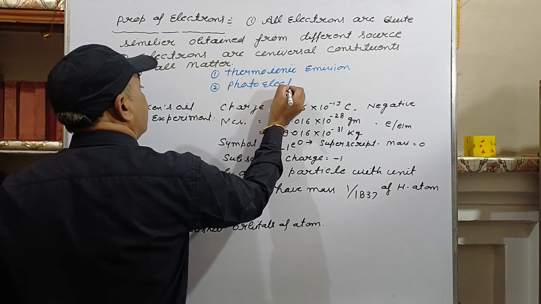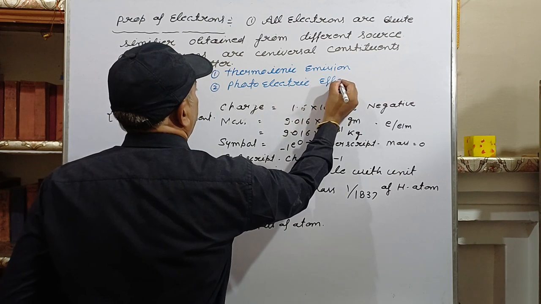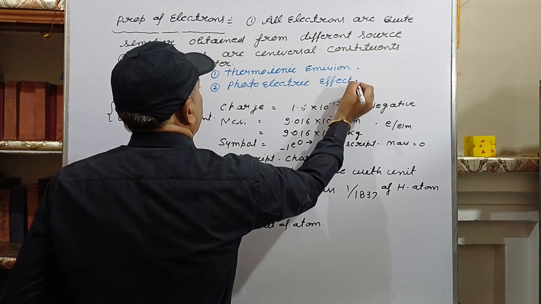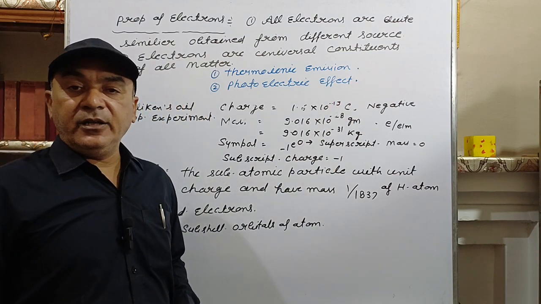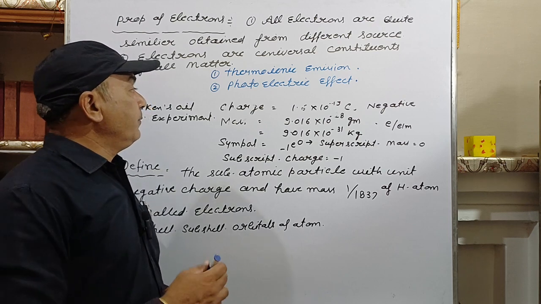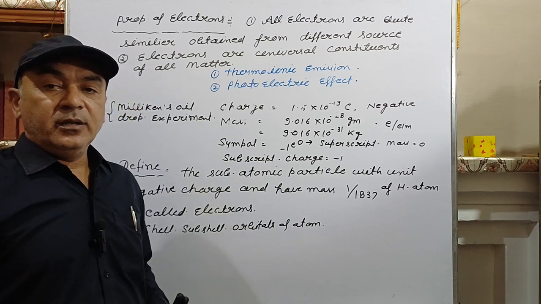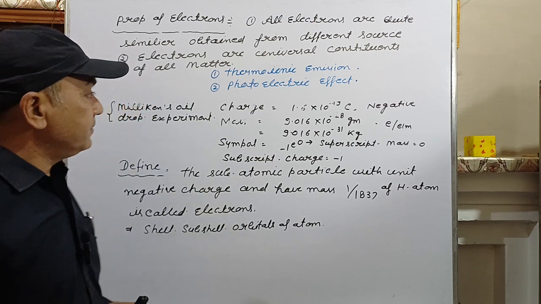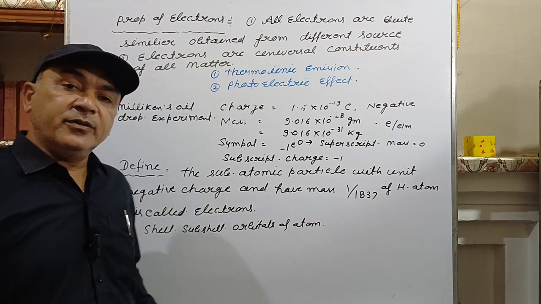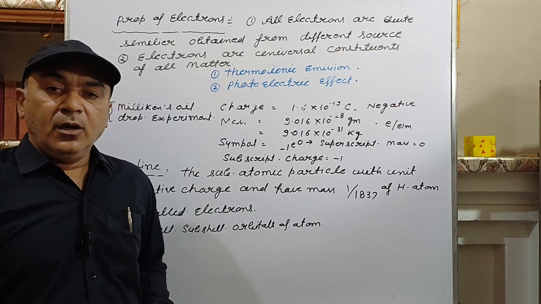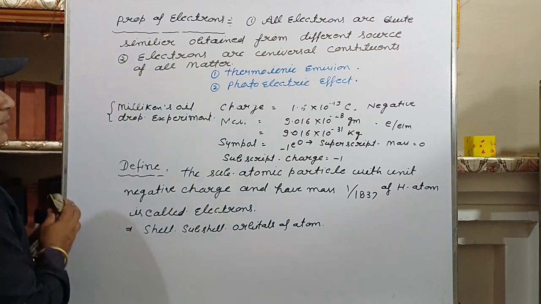Thermionic emission was discovered by Thomas Alva Edison, who invented the electric bulb, and the photoelectric effect was discovered by Hertz, the unit of frequency. All the units of different physical quantities are based on the names of scientists.